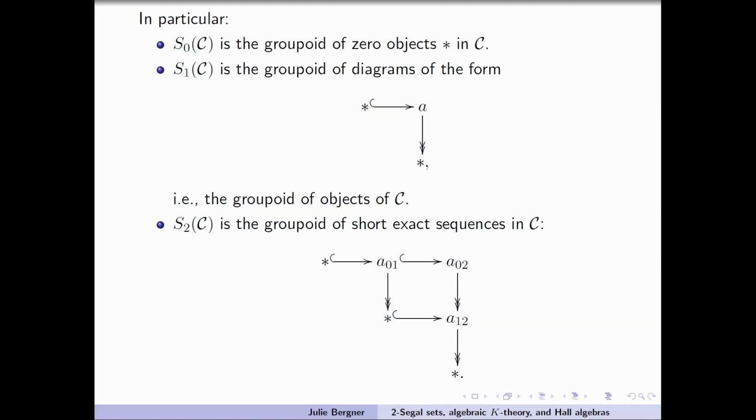Then if we move up to 2, we get all diagrams of this form. But again, if everything involving a star is just the unique maps, what am I left with? Well, I have an admissible monomorphism from A01 to A02, an admissible epimorphism from A02 to A12. And this is really just the data of a short exact sequence, if you're in something like an exact category, where you talk about that. So this is just the groupoid of short exact sequences.